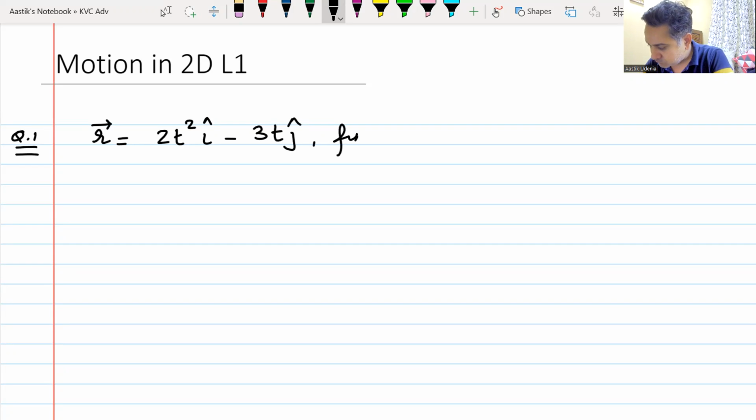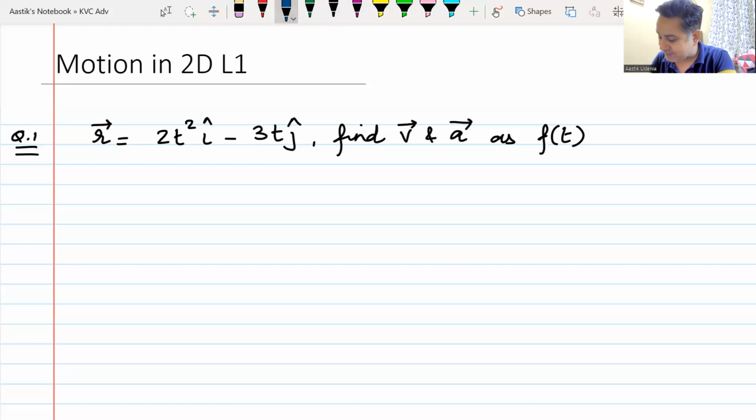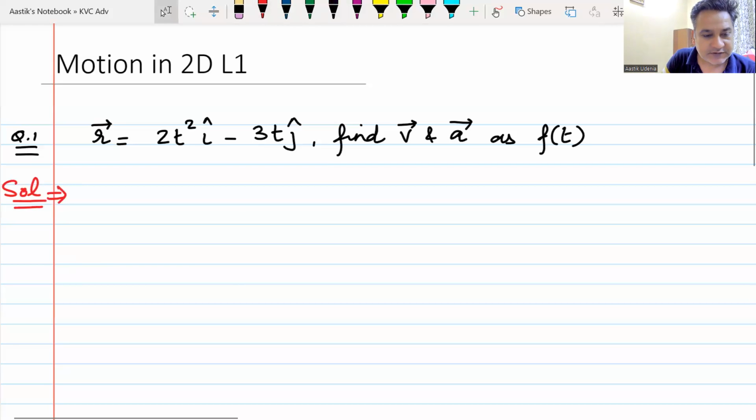Find the velocity and acceleration of the particle as a function of time. Can you do that for me? I'll give you 2 minutes to do this. This is how we start motion in 2D.